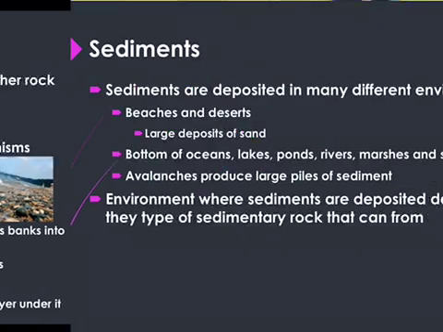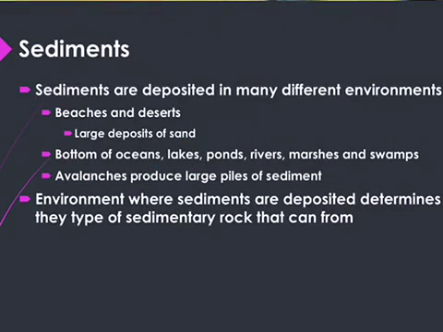oldest. So sediments get deposited in many different environments, like beaches and deserts. They're examples of really big deposits of sediment. The bottom of the oceans, lakes, ponds, rivers, marshes, and swamps are also where sediments get deposited. And avalanches can also produce large piles of sediments. So the environment where sediments are deposited determines what type of sedimentary rock they can form.